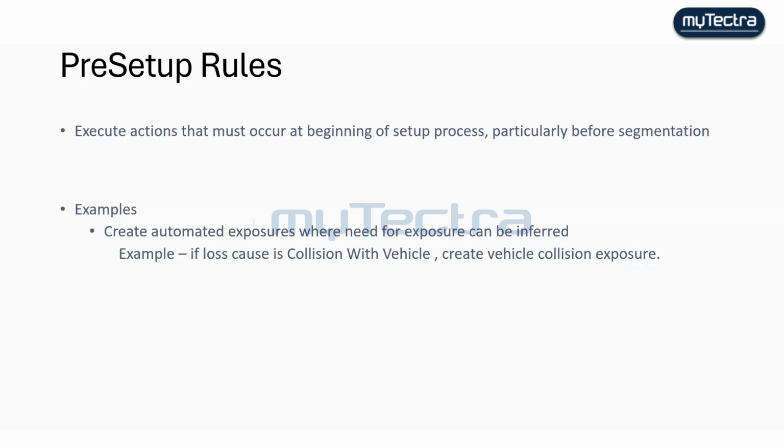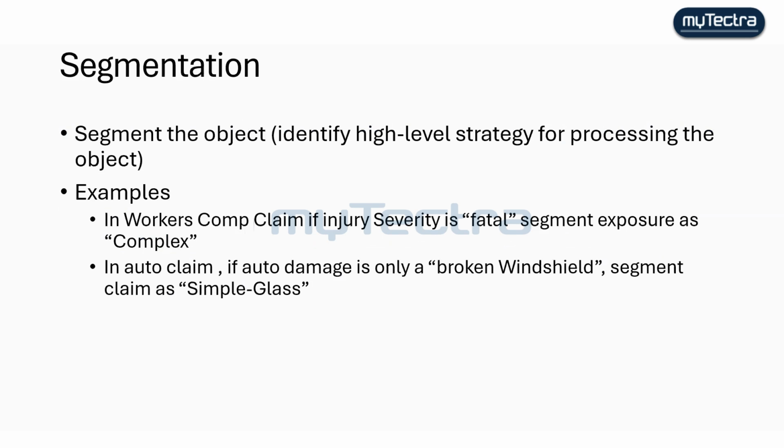If the loss cause is collision with vehicle, definitely a vehicle collision exposure will be there. In the loss details, you have the loss cause, collision with vehicle. Directly, we can create it, even before the user creates it. Yes, this is an automatic exposure. The pre-setup rules are all simple things only. We can easily score from this. Then segmentation we already saw.